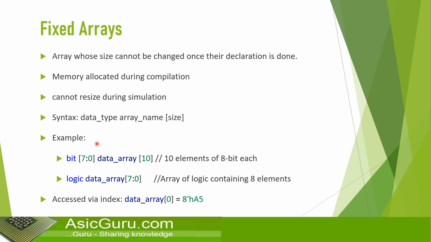Data type, then the array name, and in the brackets, we have to specify the size for the array. For example, this is a 10 element array of 8 bits each. This is an 8 element array of type logic. To access an element, we just use its index, and index starts from 0. For example, we are accessing the 0th index for this array. So this kind of array is used when the number of elements is known in advance and doesn't change during simulation.